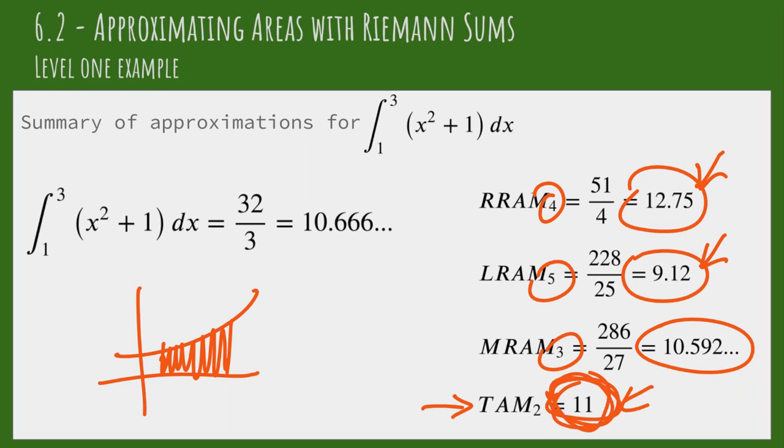I will say moving forward, though, and trying to make our approximations more accurate, RRAM tends to be the easiest one to generalize, so that's the one we're going to focus on moving forward, but you should have a working knowledge of how all of these work.